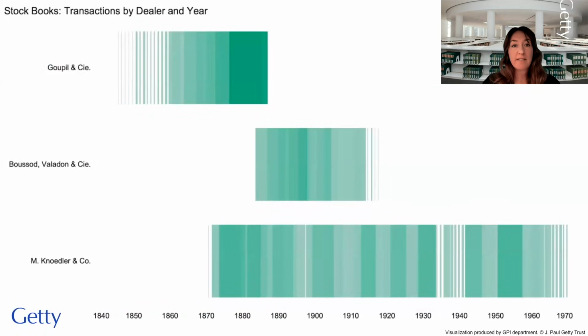As for the stockbook dataset, it comprises transactional records from prominent galleries and art dealers, the Parisian dealer Goupil and Company and their successors Boussod, Valadon and Company, covering sales in Paris between 1846 and 1919, and the dealer Michael Knoedler and Company covering sales in New York between 1872 and 1970. These dealer stockbooks are detailed records documenting acquisition, sales, and pricing of artworks.